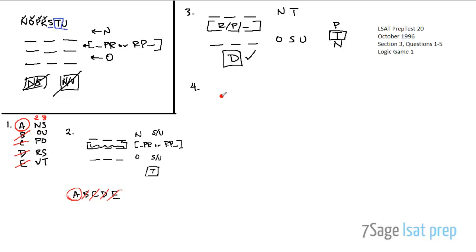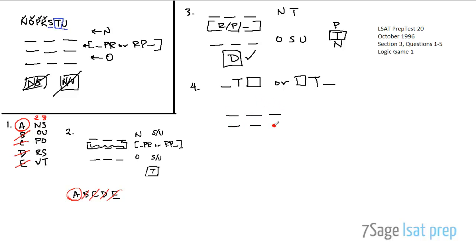Question 4: if the seat to which Tan is assigned is immediately beside a seat assigned to another traveler, and also immediately beside one of the unassigned seats. Okay, so wherever Tan is assigned, there's got to be a traveler here, and there's also got to be an unassigned seat, or the other way around. There's a traveler, T, and then an unassigned seat. Then which of the following must be true?